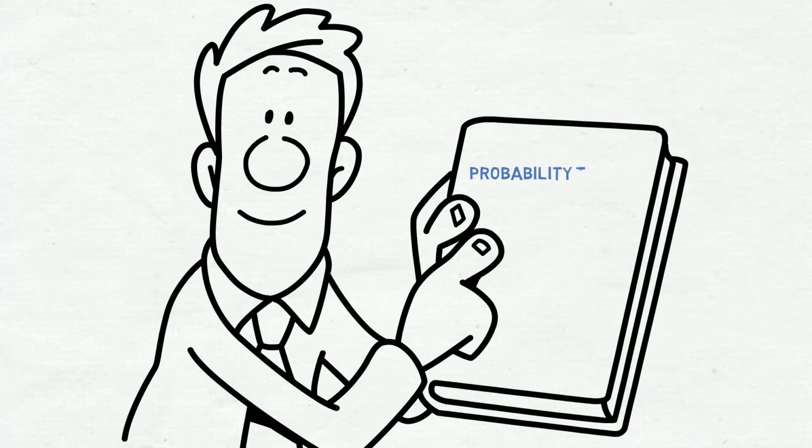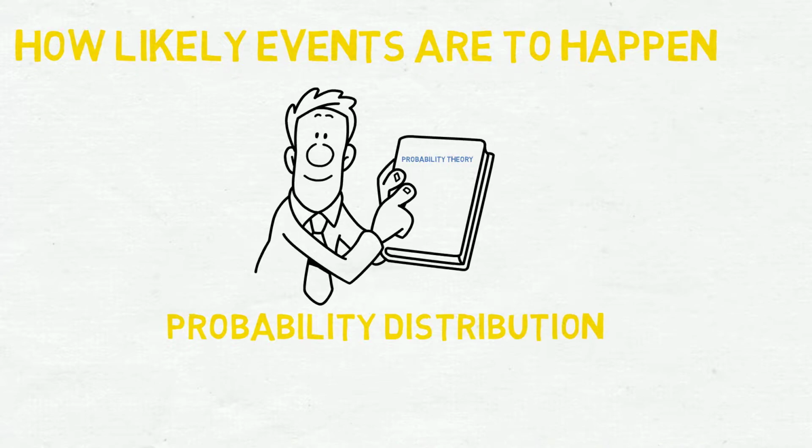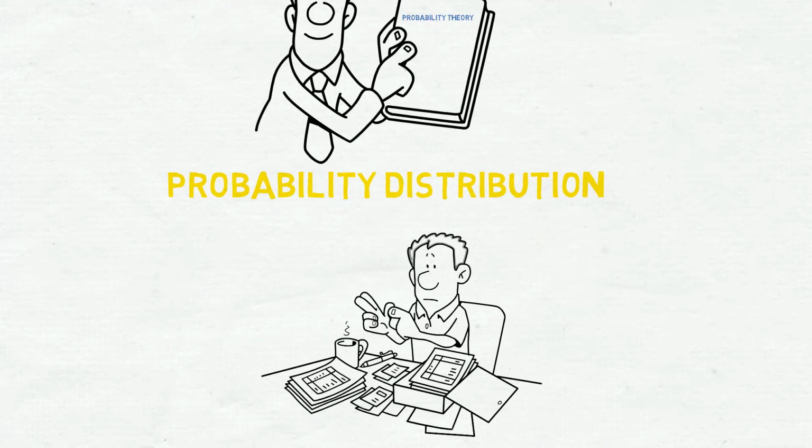This is the basic probability theory, which is also used in probability distribution, where you will learn the possibility of outcomes for a random experiment.